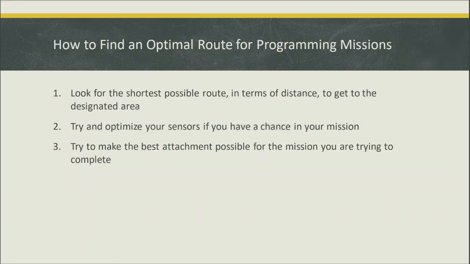So in this video we're going to talk about coding and programming and optimizations for programming with your robot. The first thing we want to know is how to find an optimal route for programming missions. What we want to do is look for the shortest possible route in terms of distance to get to a designated area. In addition, you want to try and optimize your sensors if you have a chance in your mission, and we'll go over how you can use those sensors. Try to make the best attachment possible for the mission you are trying to complete. So those are the 3 steps that you want to find an optimal route for your programming mission.